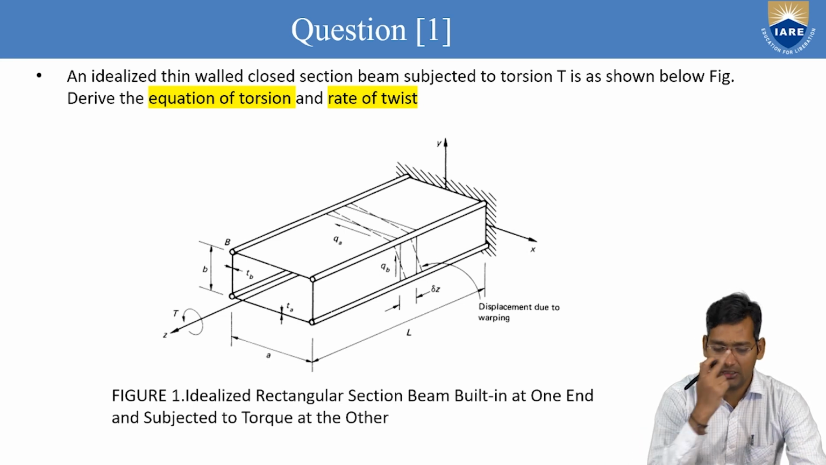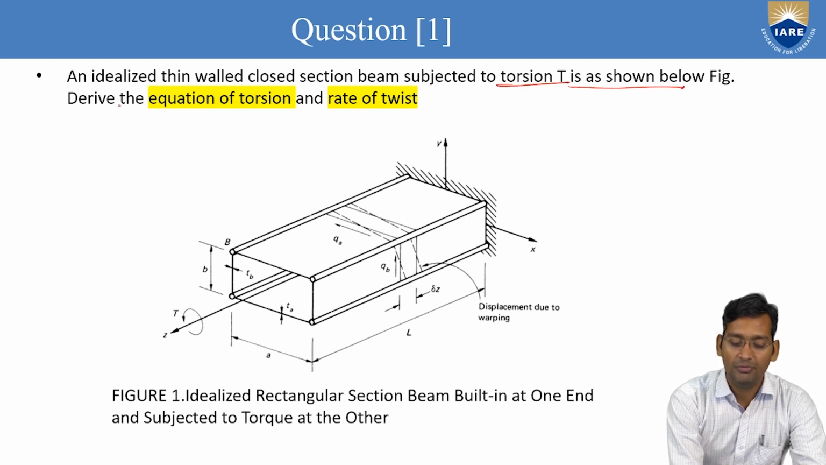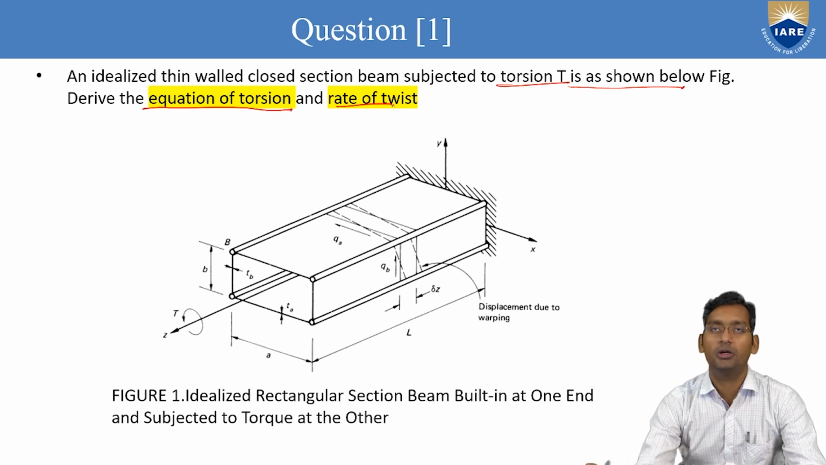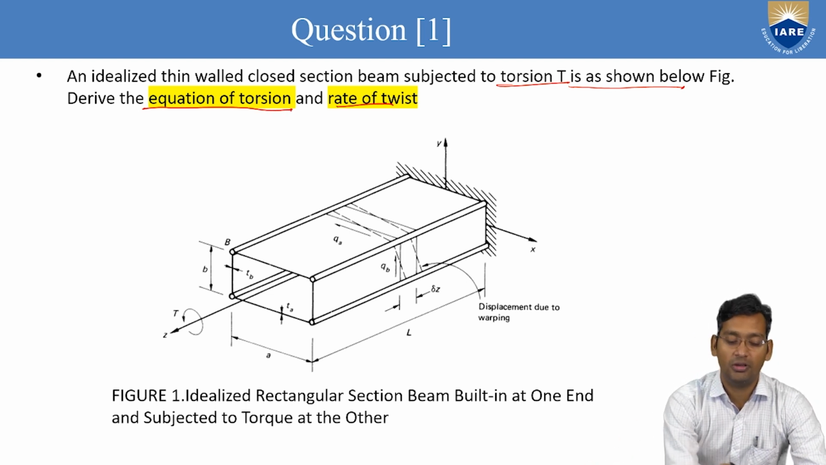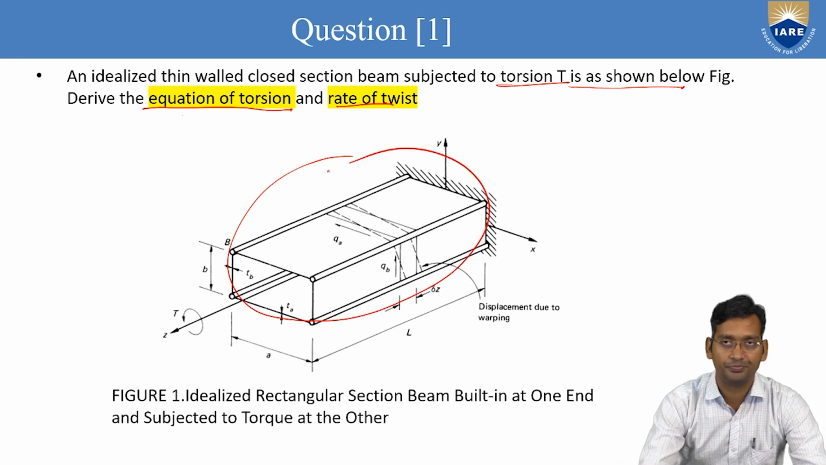An idealized thin-walled closed section beam subjected to torsion T is as shown in the figure below. Derive the equation of torsion and rate of twist. So what we have to do here is derive the equation of torsion and rate of twist. And this figure is given.